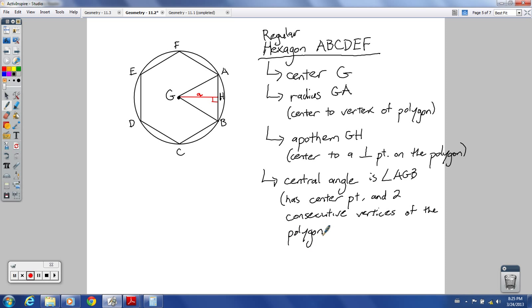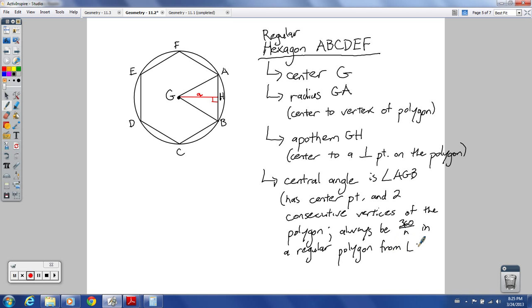And so notice here A, G, B. A and B are consecutive vertices, and it includes the center point of the hexagon as well. And it will always be 360 divided by n in a regular polygon.